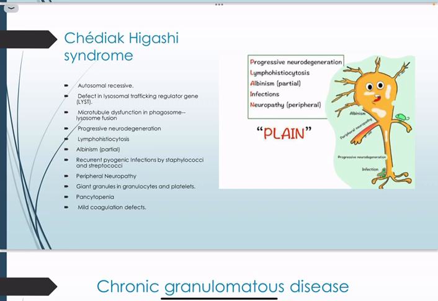So, to remember Chediak-Higashi, remember the acronym PLAIN. P is for progressive neurodegeneration, L stands for lymphohistiocytosis, A is for albinism, which is, as I said, usually partial. I is for increased susceptibility to infections, and N is for neuropathy, which is peripheral neuropathy.